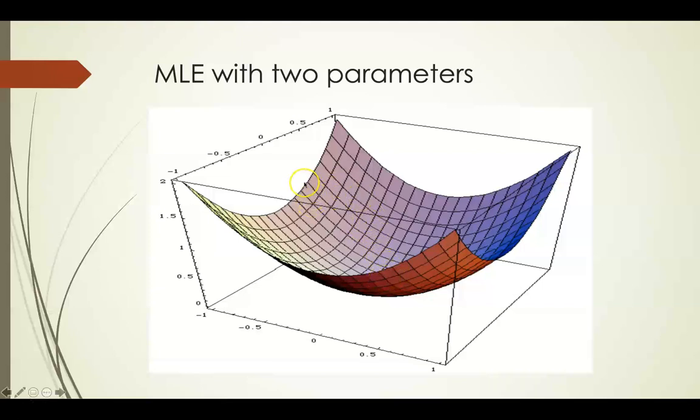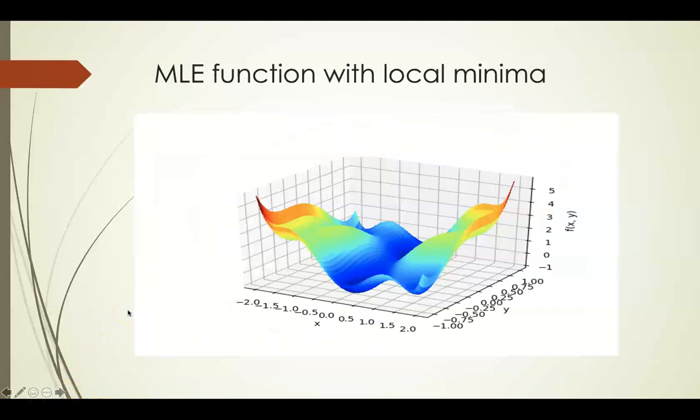Now, in an ideal world, our likelihood function would be well formed mathematically like this one, where there's just a single low point that we can reach from any other point in the surface. In that case, optimization becomes relatively straightforward. However, that's not always the case. There are situations where our likelihood function can be more complex. In this case, it's really complex.